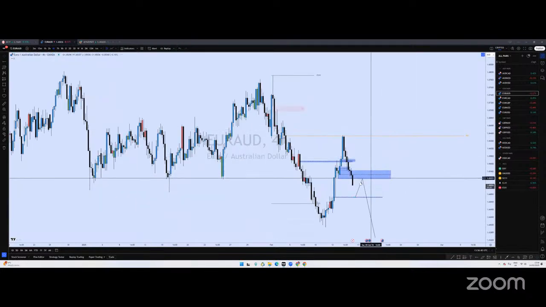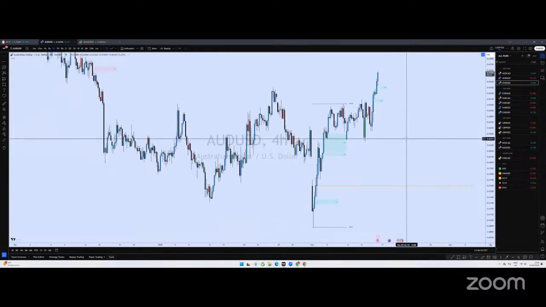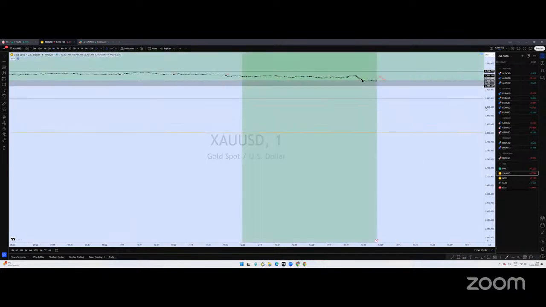Euro Aussie. There you go. We have a continuation to that gap. Because Aussie is screaming higher. Let's go back to gold. 1 minute chart.